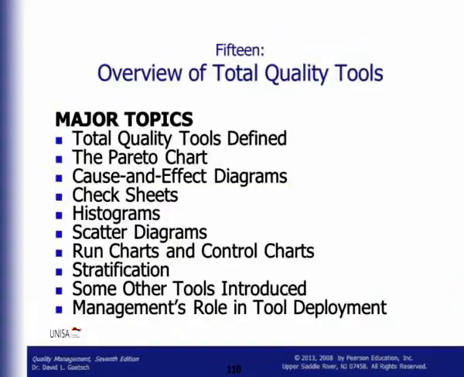Some of the major topics in this chapter are total quality tools defined, the Pareto chart, cause and effect diagrams, check sheet, histograms, scatter diagrams, run charts and control charts, stratification. Some other tools introduced, management's role in tool deployment.